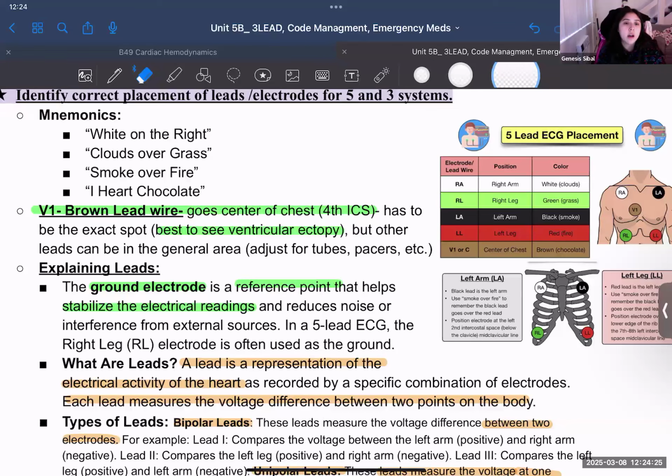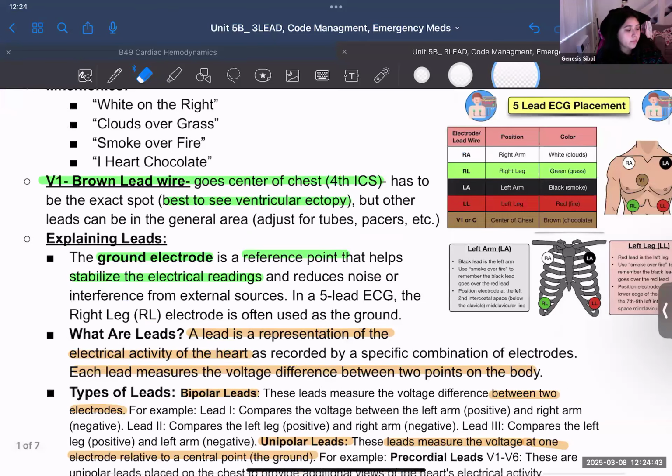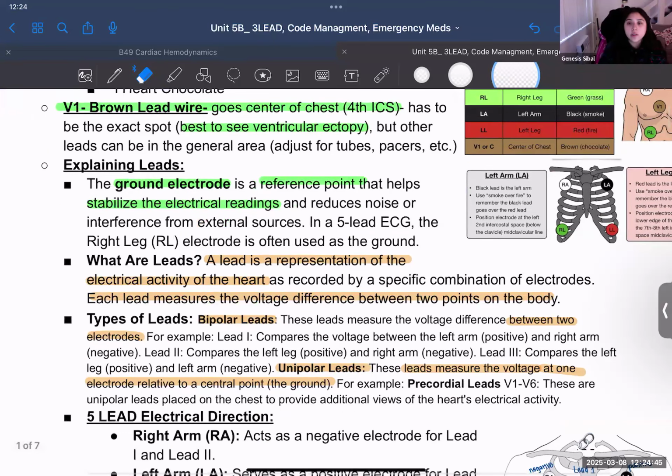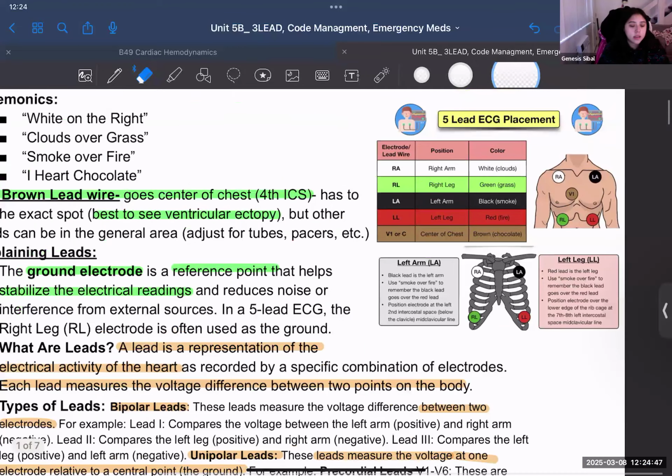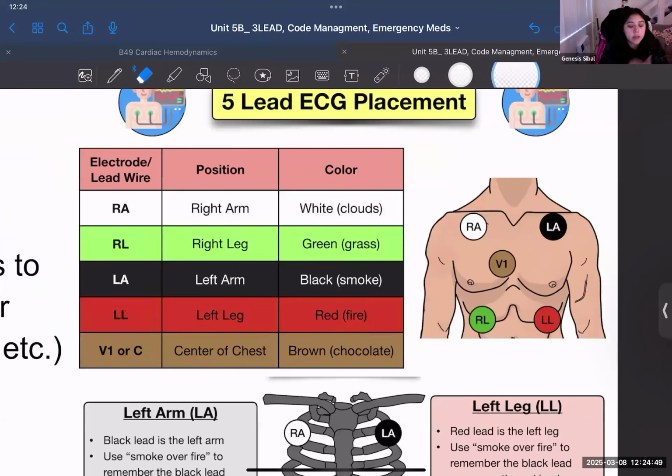The other thing I put on here was "white on the right," because some people forget which color goes where. So you know the black goes on top of the red, but is it on the left side or the right side? White on the right is another mnemonic to add for that. And for V1, we know it's in the center of the chest. It's that brown one, I heart chocolate right there.